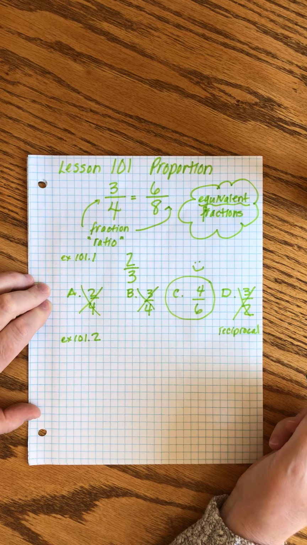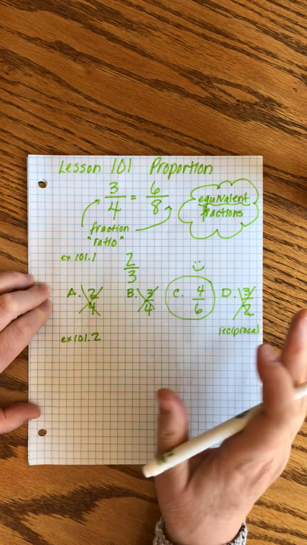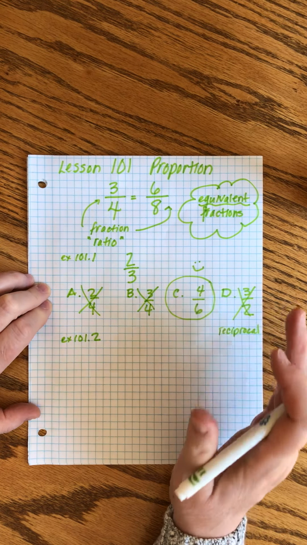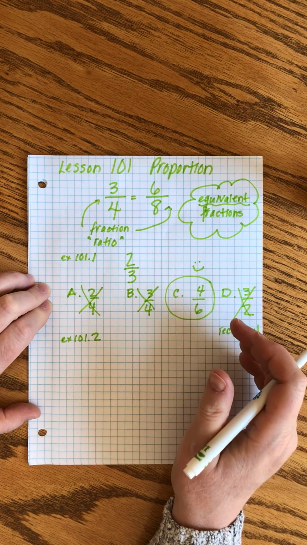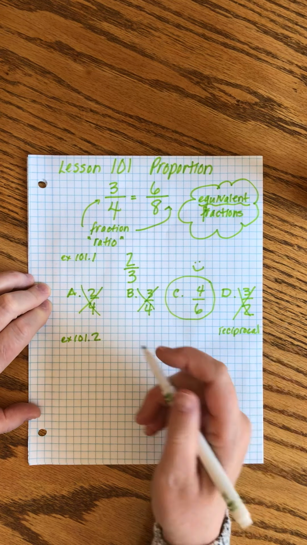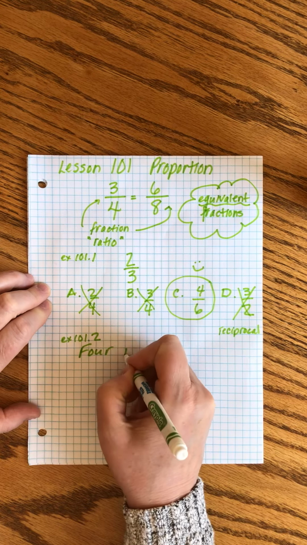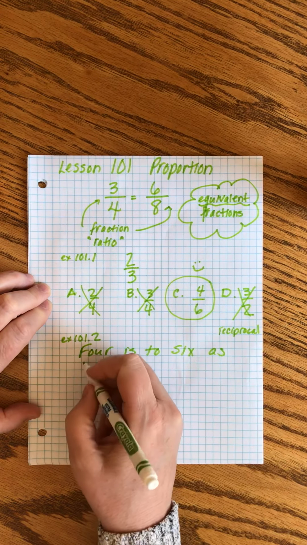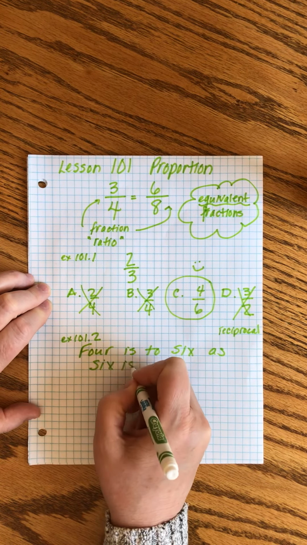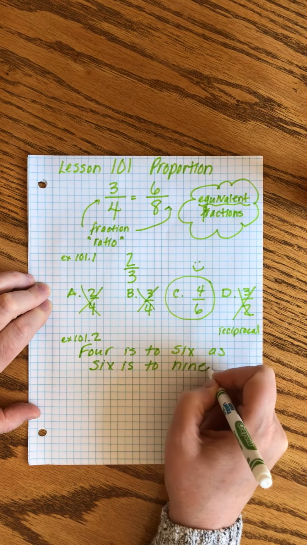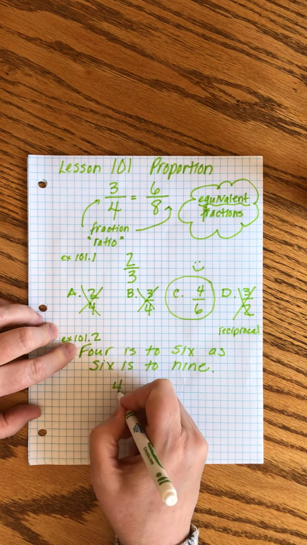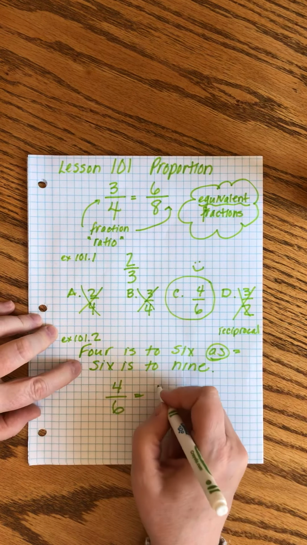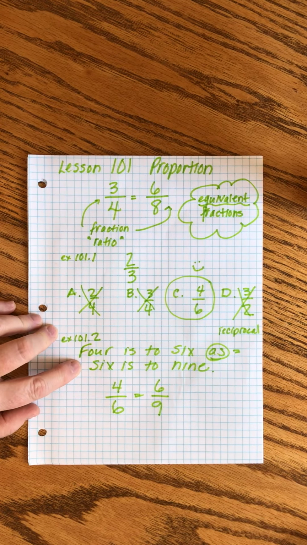Write this proportion with digits. Okay, so in the book, John's giving us a big fat word sentence, and we have to translate it to numbers and symbols. 4 is to 6 as 6 is to 9. I'm going to write it out. You don't have to do this. 4 is to 6 as 6 is to 9. This sounds really hard, but it's so easy. 4 is to 6, as, that's the equal sign, as 6 is to 9.